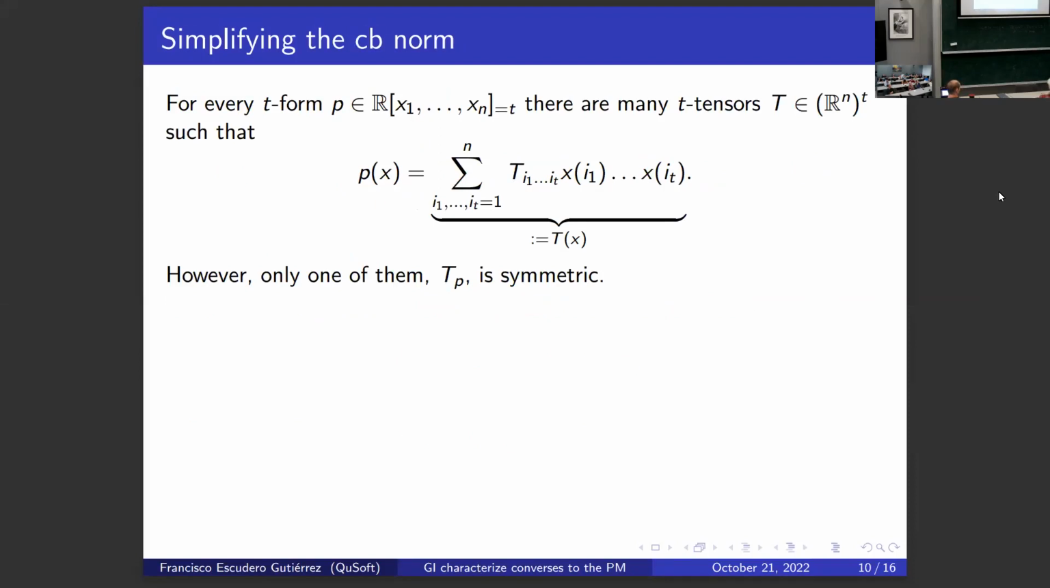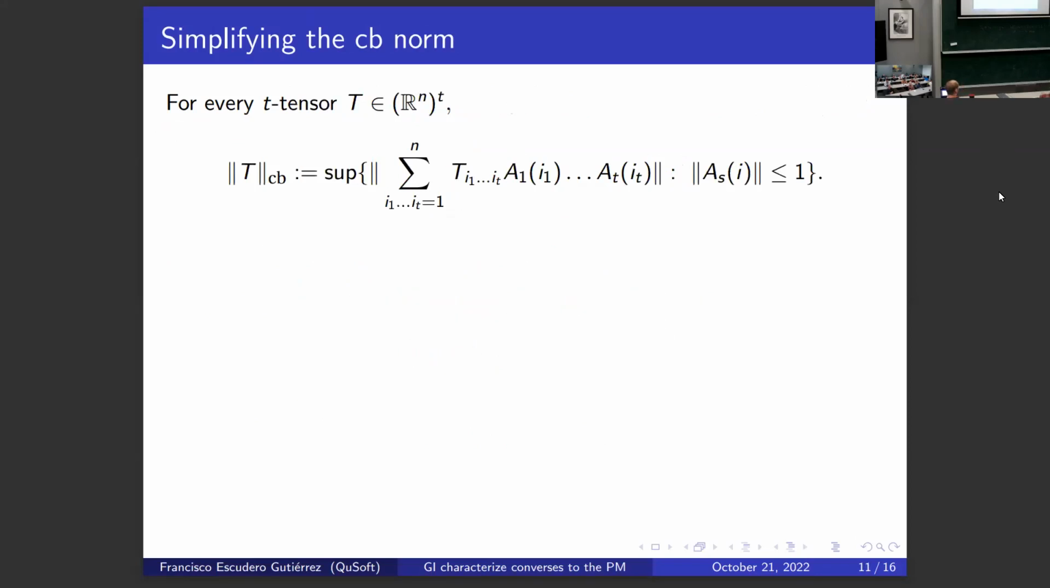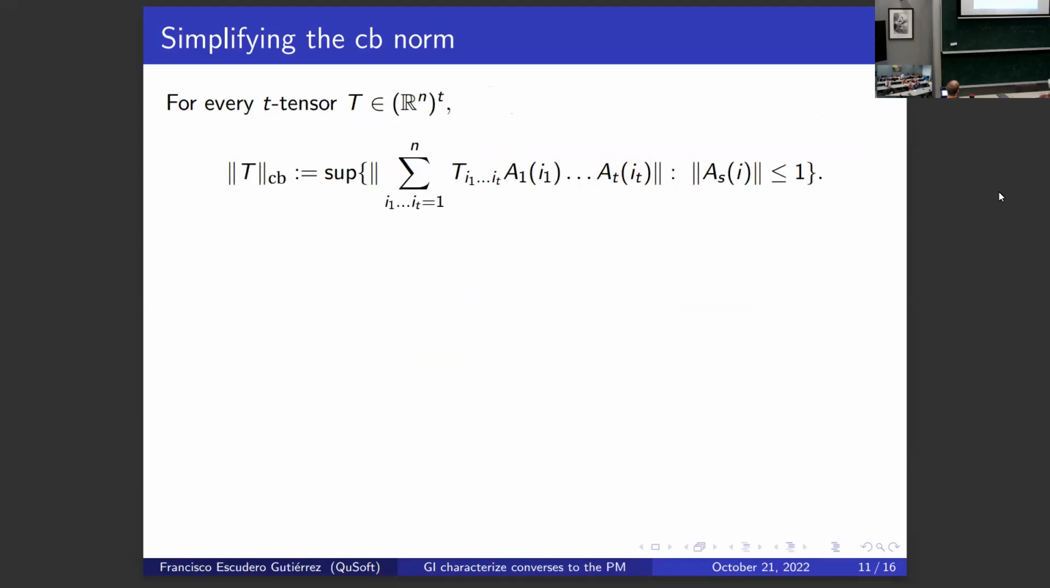Because here you are considering the polynomial, not the multilinear form. If you have a multilinear form and you evaluate it with a1 equal to a2 equal to at, then the multilinear form defines a polynomial. And here we are talking about polynomials, but tensors can also be regarded as multilinear forms. And that is how you define the complete bounded norm. You regard the tensor as a multilinear form.